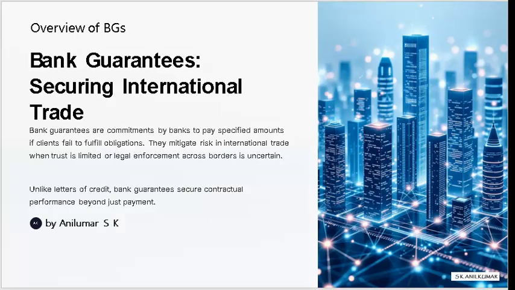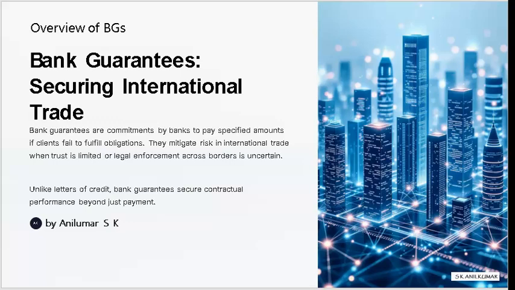Welcome to this video. Today we talk about how bank guarantees help or influence international trade. Understanding bank guarantees in the context of international trade. A guarantee issued by a bank is a bank guarantee. In general, it is a demand guarantee. A demand guarantee is a guarantee payable on demand.